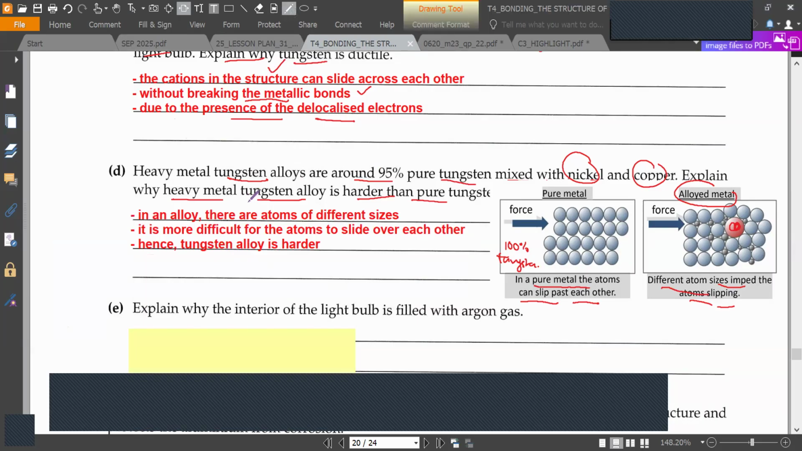In an alloy, there are atoms of different sizes. With atoms of different sizes, it is more difficult for the atoms to slide over each other, so they cannot slide over each other easily. So the tungsten alloy is harder. In general, metal alloys are harder.